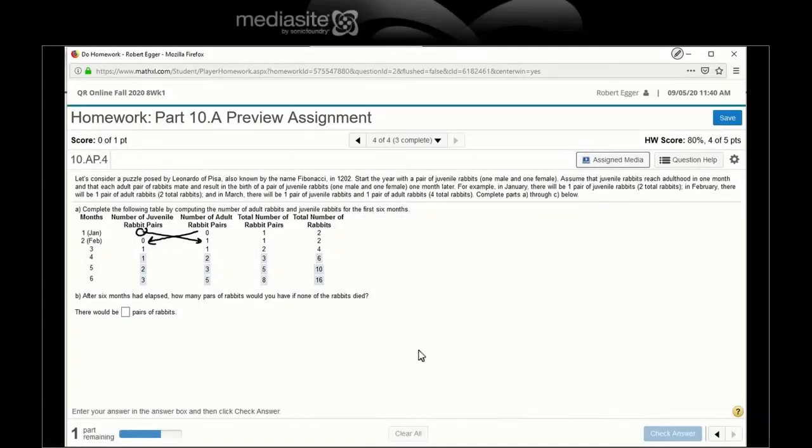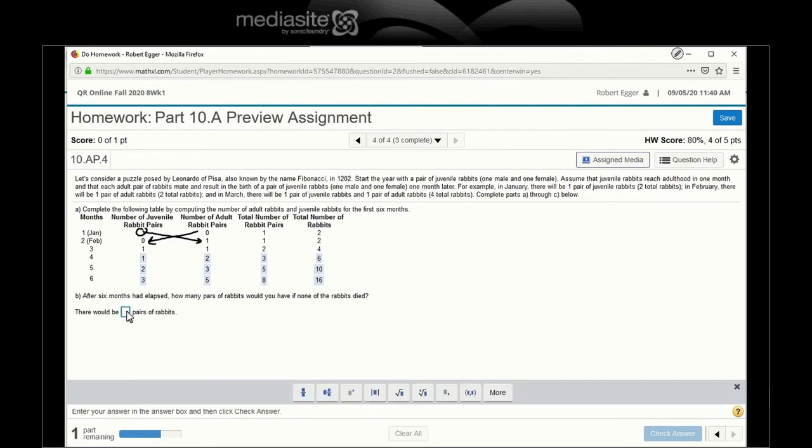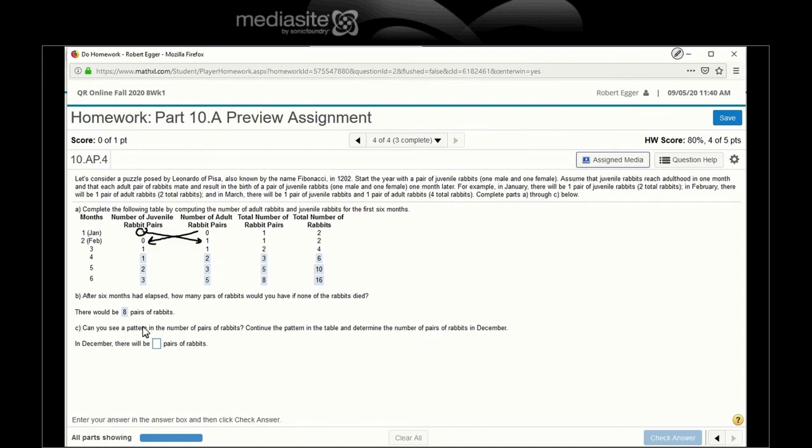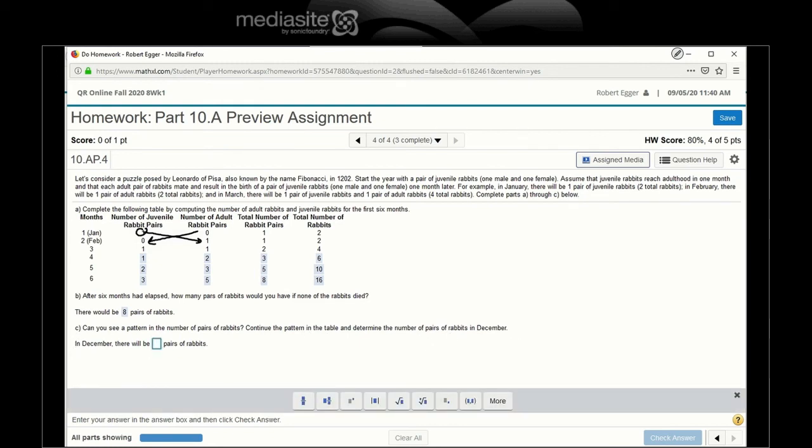Correct. Okay, after 6 months have elapsed, how many pairs of rabbits would you have if none of the rabbits died? There would be how many pairs of rabbits? Total number of rabbit pairs. After 6 months, looks like there'd be 8 pairs. Can you see a pattern in the number of pairs of rabbits? Can you see a pattern and determine what would happen in December? How many pairs would you have in December?